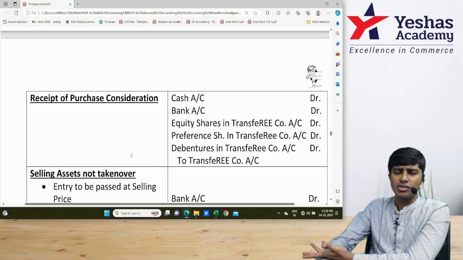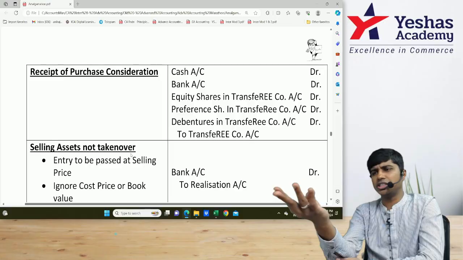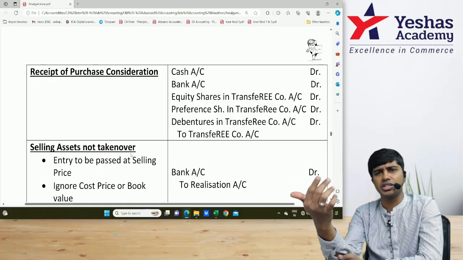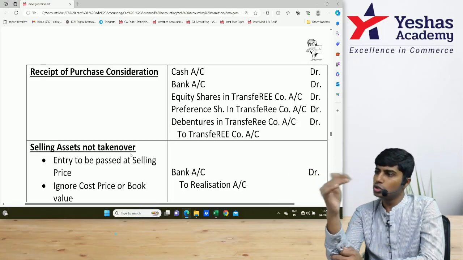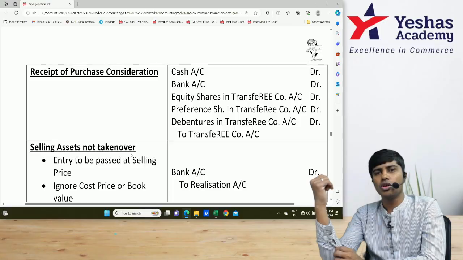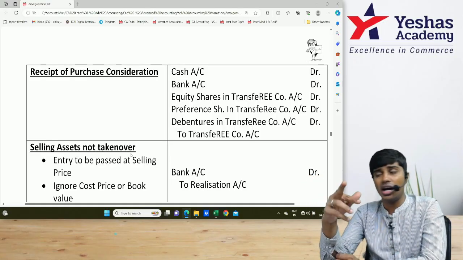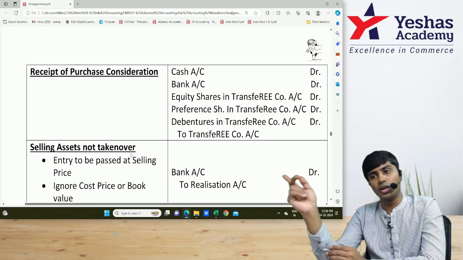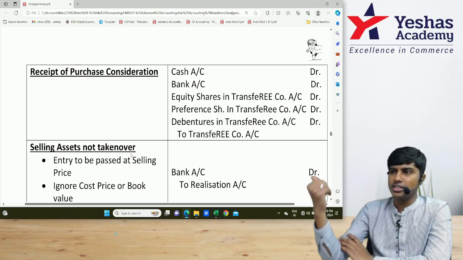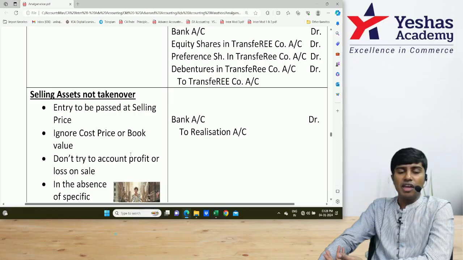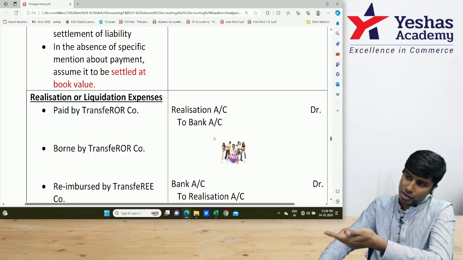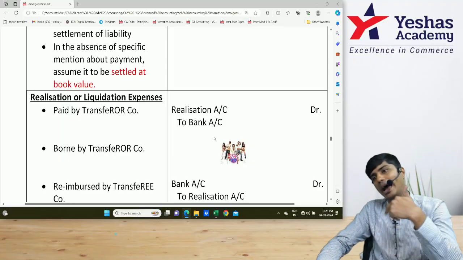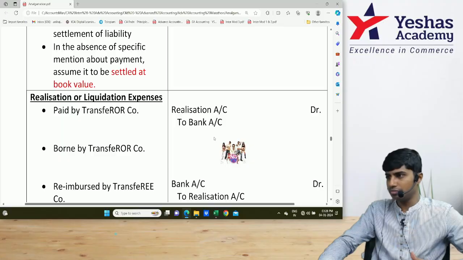This will be for the purchase consideration amount. After this, immediately we'll receive our purchase consideration. Whatever we receive, cash, bank, equity shares, preference shares, debentures, whatever we receive in that company, debit that and credit the transferee company. So the receivable from them is over, we have received this. All of this will be used to settle the liabilities not taken over or the shareholders, that is equity and preference. Once this is over, we'll pay realization expense. If we pay realization expense, we'll write realization account debit to bank. If we receive it back from the transferee, we'll write bank to realization. That will be a reversal. Got that?